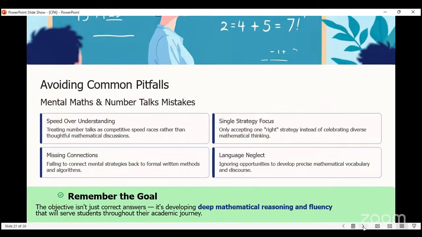So, common pitfalls we should avoid. Let's not forget: speed over understanding, single strategy focus, missing the connections between the concrete, the pictorial, and the abstract. And finally, neglecting language.